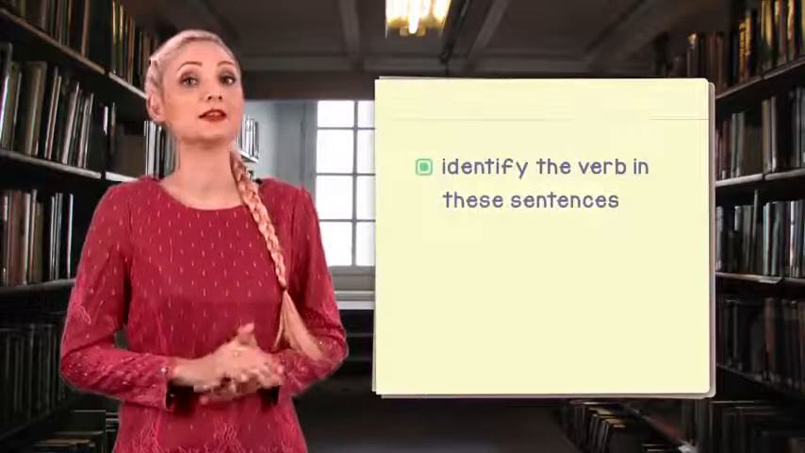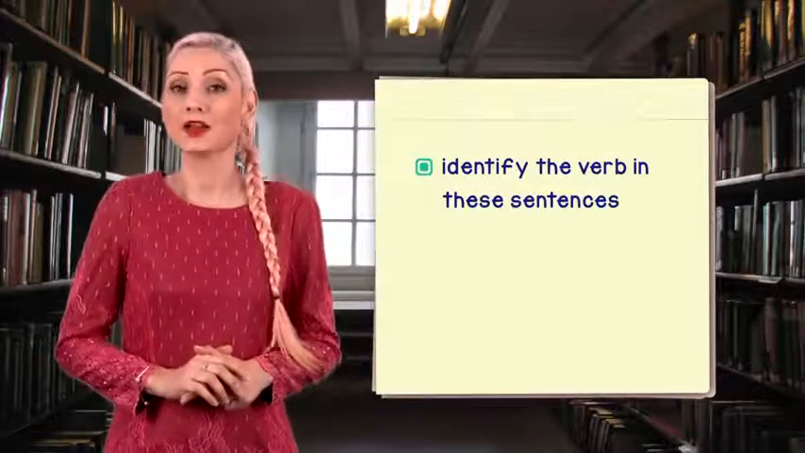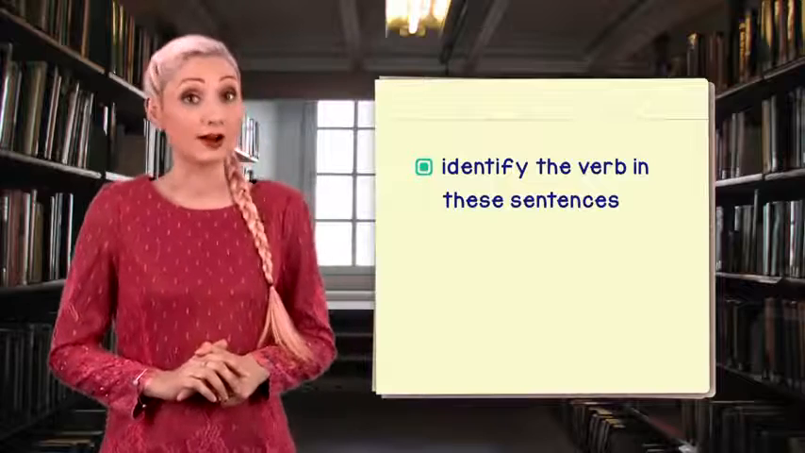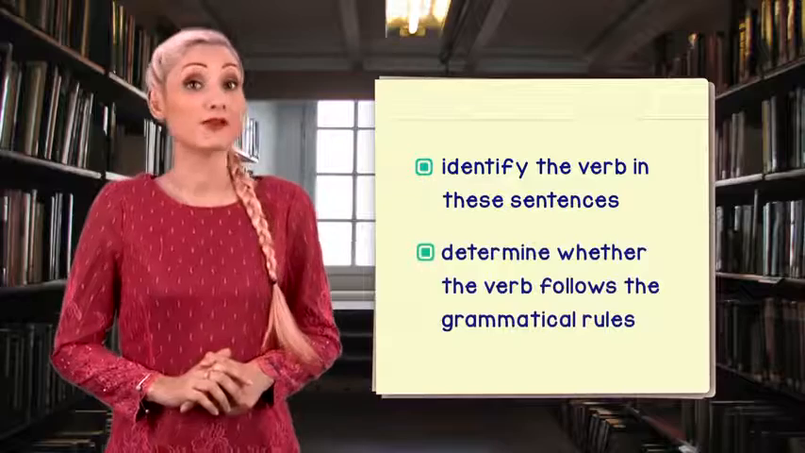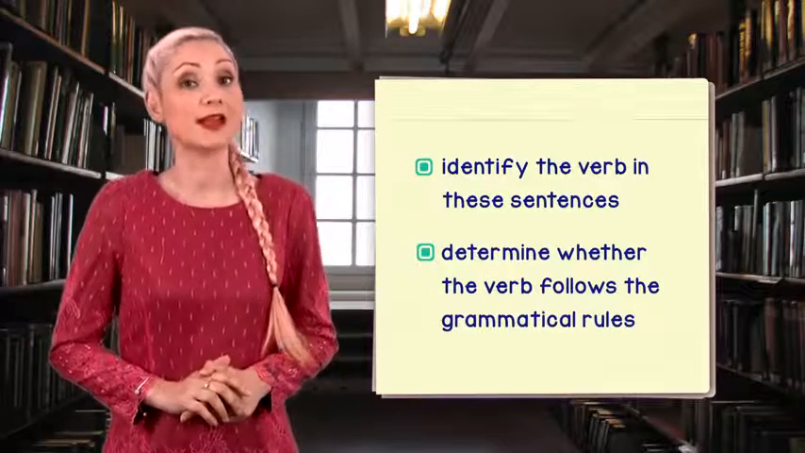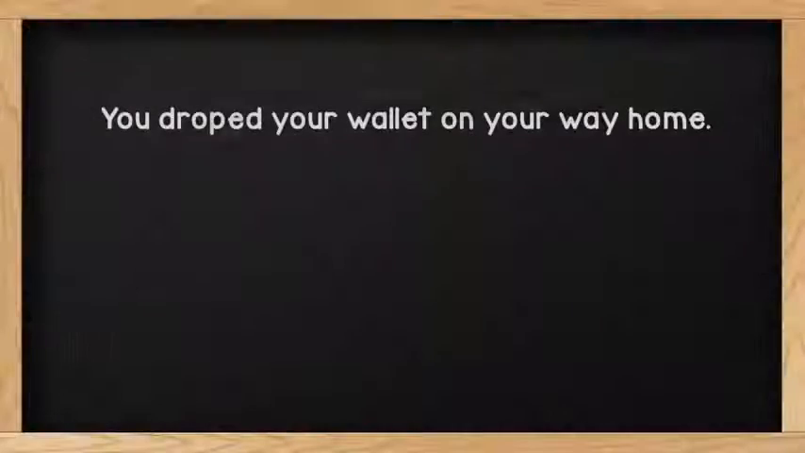In order to identify the errors in these sentences, you first have to identify the verb in each sentence. Next, you have to determine whether the verb follows the grammatical rules that we have discussed. Well, are you ready? Let's check the answers now. Our first sentence is, you dropped your wallet on your way home. Can you identify the verb?